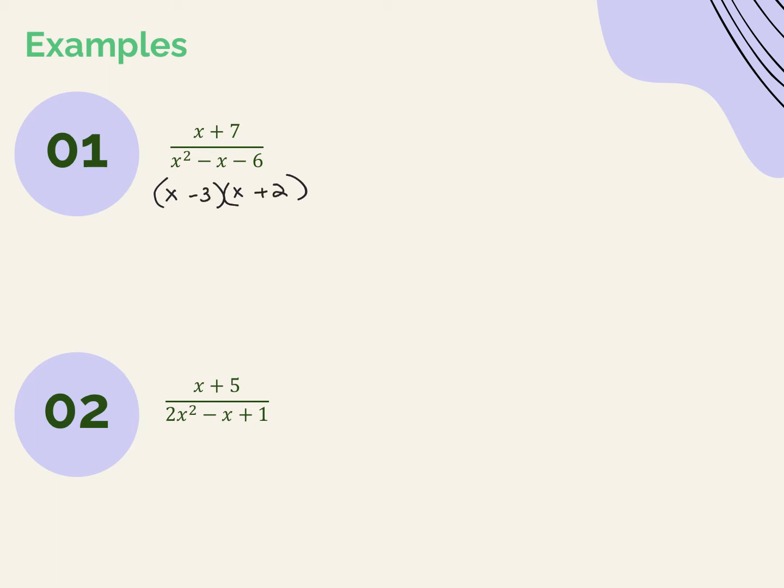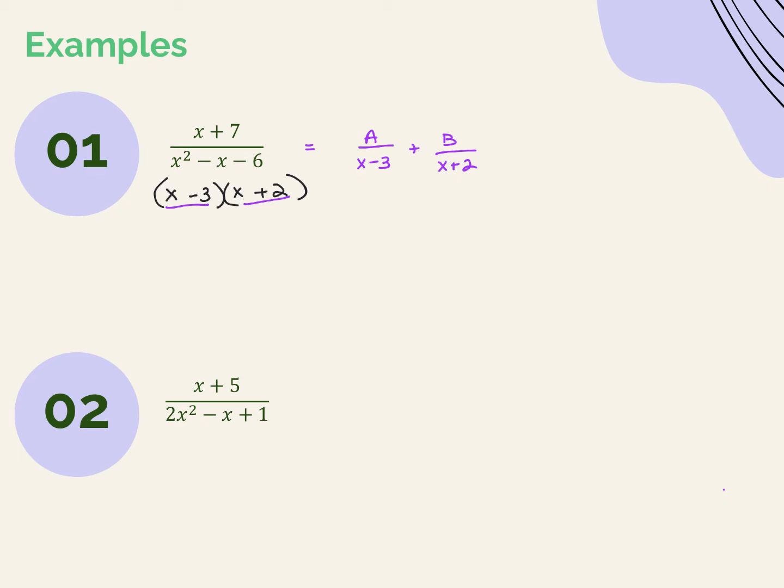So we've got two terms there, which means we're going to have two fractions: A over the first denominator, x minus 3, and B over the second, x plus 2. Now the order there doesn't matter, because if you had factored it as x plus 2 and x minus 3, the order would just be switched, which is totally fine. You'll see it work out at the end.